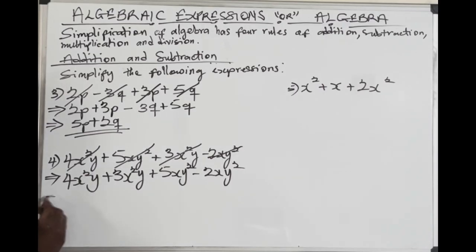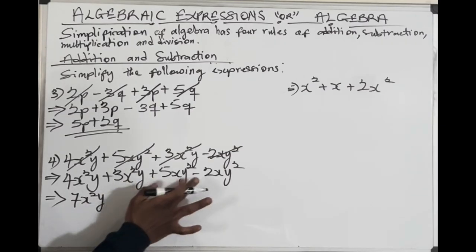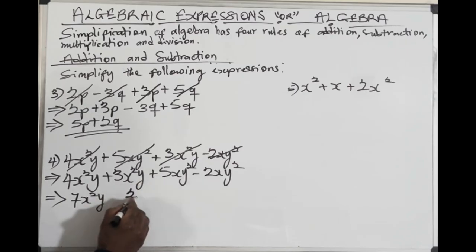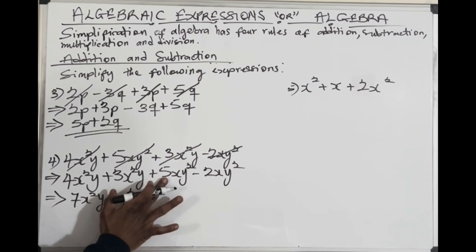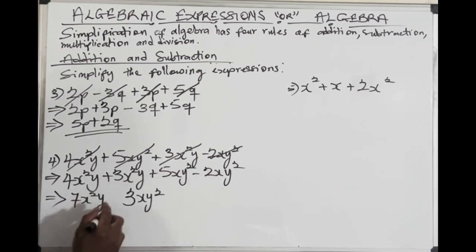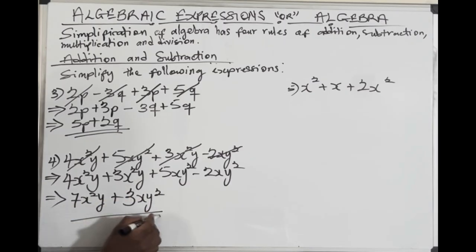Okay, all right, let's add them. 4 plus 3 is what? 7, then s squared y, then different signs, so we do what? We subtract. What are we going to get? 3, and what? sy squared. 5 is bigger than 2. It has positive sign attached to it, so plus. That's it. So we have 7s squared y plus 3sy squared.